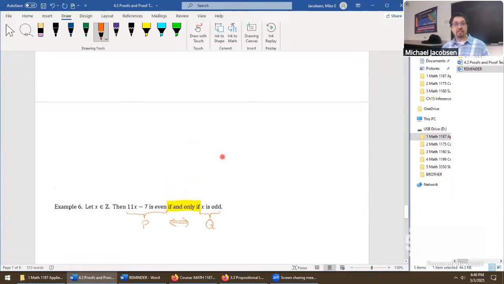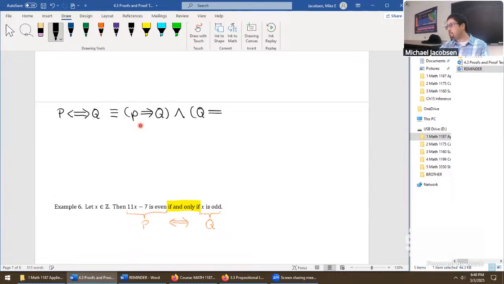And here's the method that we're going to take. I claim that P if and only if Q is logically equivalent to the bigger, more cumbersome compound statement that works better in proofs that goes like this. P implies Q, and Q implies P.